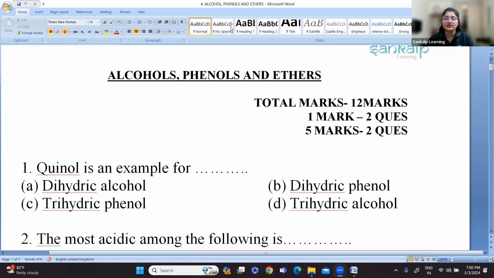Whatever the hints are told, please follow them. Please write them accordingly. Write the steps accordingly. Please write the explanation accordingly.